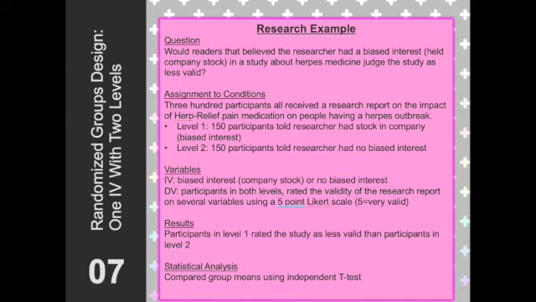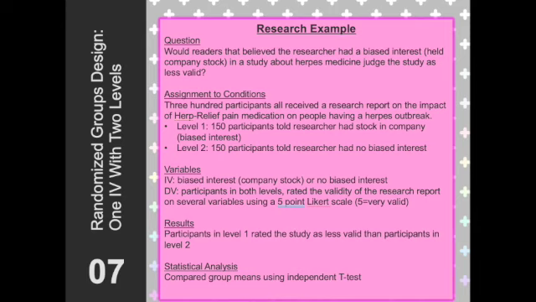And so the two groups, the two conditions, or you can call them levels, are going to be randomly assigned participants, 150 of them in level 1, and they would be told that the researcher did have stock in the company, so they had that biased interest. And then level 2, or group 2, condition 2, would be comprised of 150 participants that were told that the researcher had no biased interest. And so the variables here would be biased interest, or in other words, company stock, versus no biased interest.